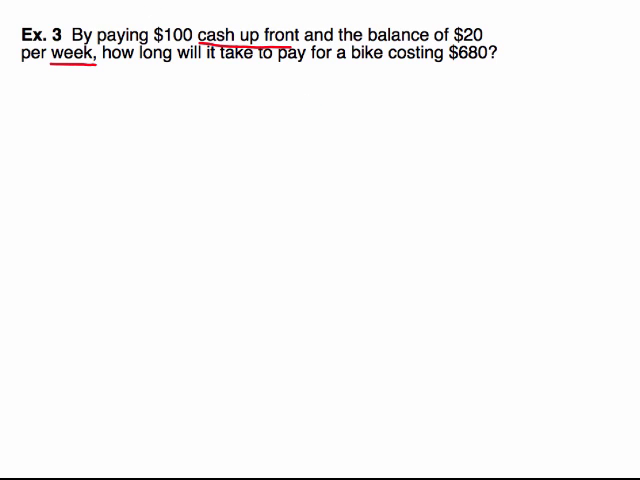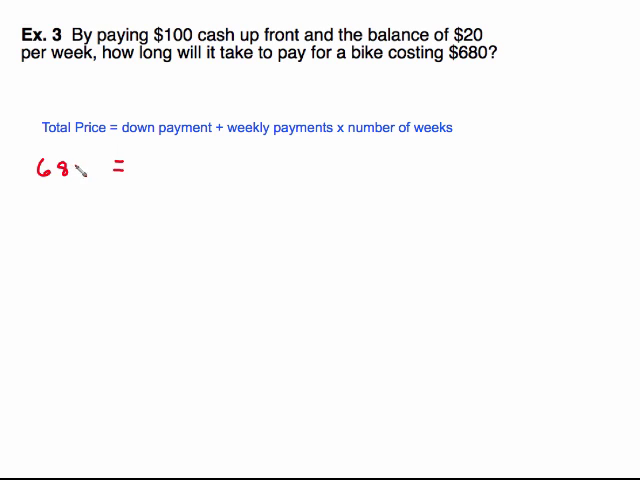Well, you should know that the total price is the down payment plus the number of the weekly payments times the number of weeks. So if we follow this right here, we can fill in with the numbers that we have. The total price we're going to have to pay off is $680. Our down payment was $100. That was our cash up front. Plus the weekly payments times the number of weeks. Well, we're paying $20 per week, so it's 20 times W, if you want to think about it that way. W meaning our number of weeks.